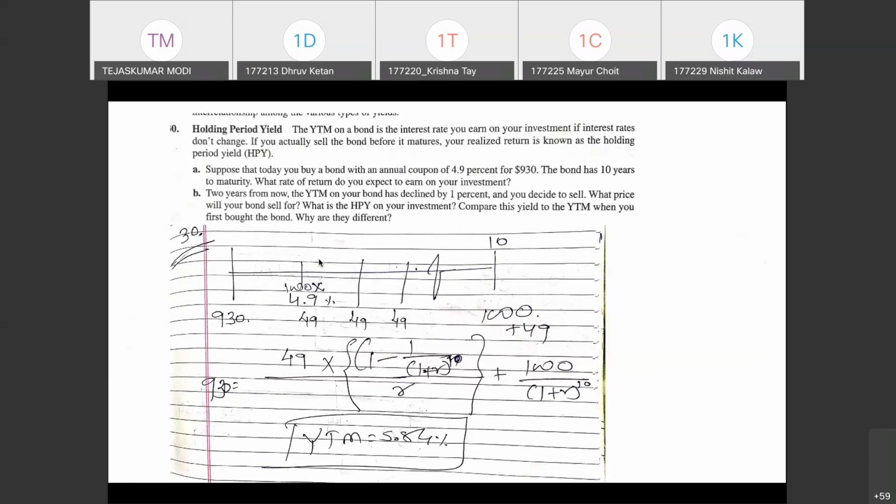Absolutely fine, right? So a very simple question, very similar to the last question, but in this case the coupons are annual, so the interest on the bond is paid annually. So what is YTM again? That is the question. You receive 49 for 10 years, and at the end of the 10th year you will receive 1000. The present value should be 930. So you can try two different numbers, or you can use Excel to do this, right? If you use Excel, that is very simple.